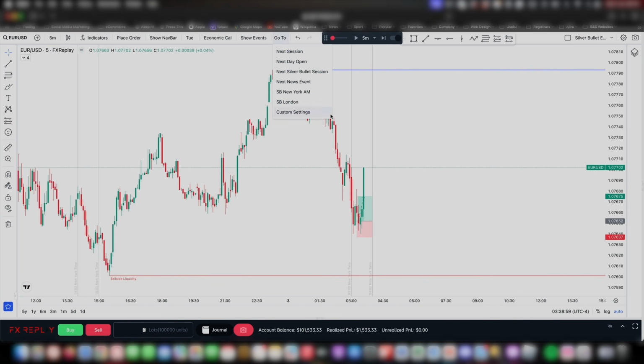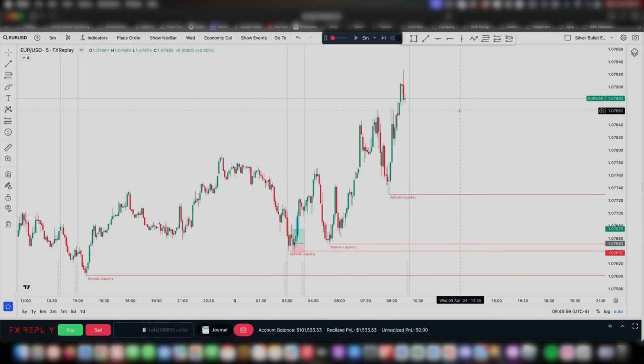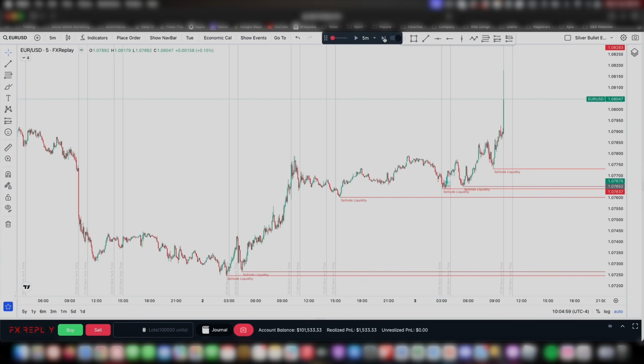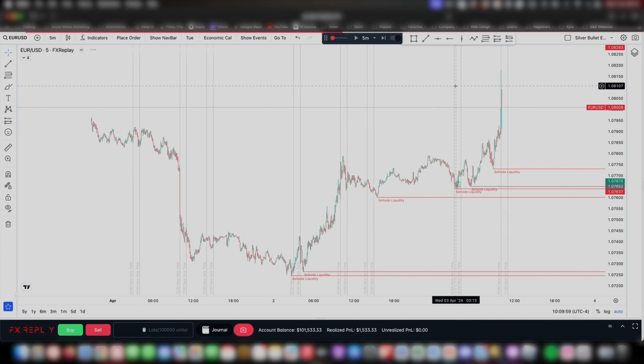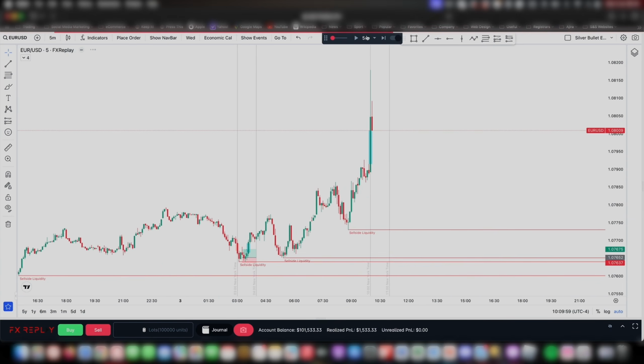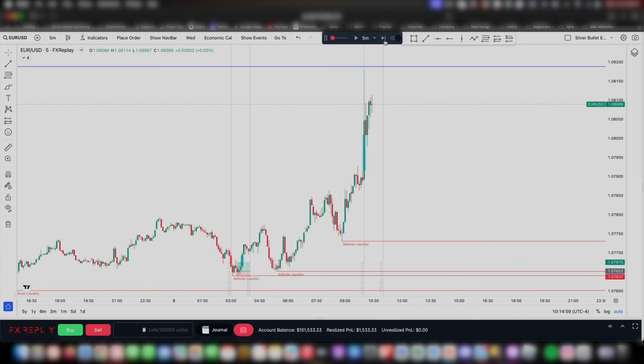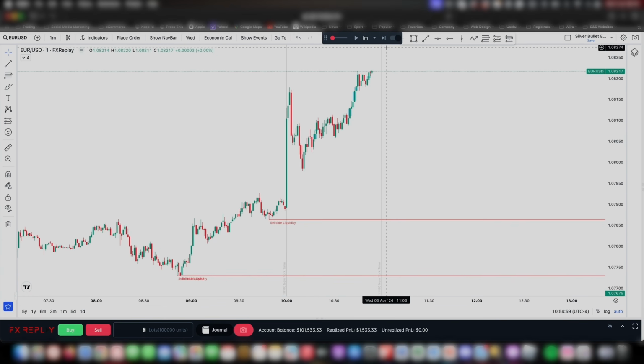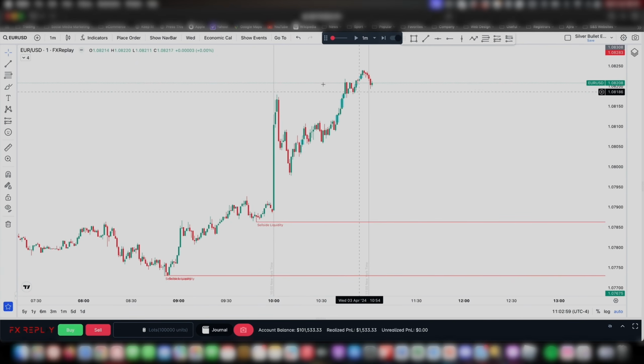So let's go to the New York session. We don't really have a buy side, so I'm not sure if there was a buy side taken there. I'm not sure, but that is a very strong push. Okay, now we have had buy side, so I'm going to go to the 1 minute, and it doesn't look like we're going to get in anyway. So our window is closed. We can't trade once the window is closed.